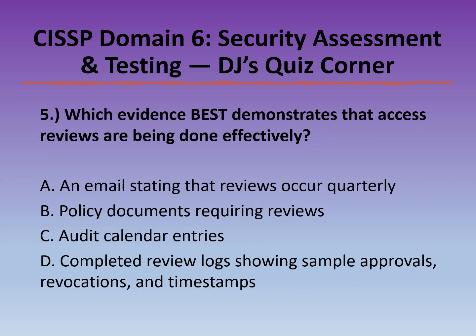Question 5. Which best demonstrates that access reviews are being done effectively? A. An email stating that reviews occur quarterly. B. Policy documents requiring reviews. C. Audit calendar entries. D. Completed review logs showing sample approvals, revocations, and timestamps.